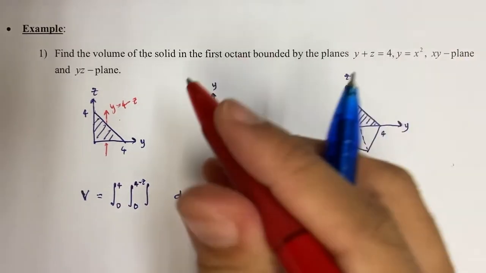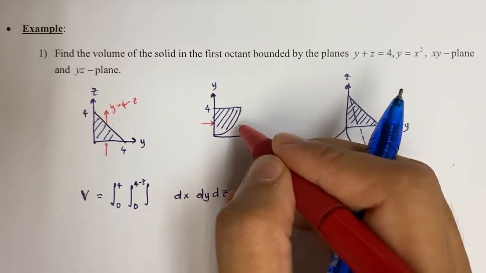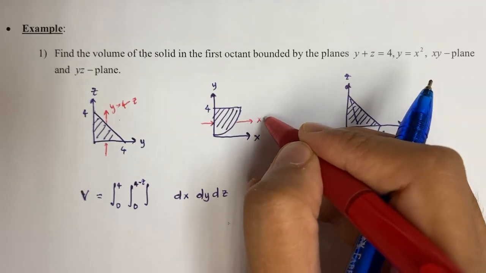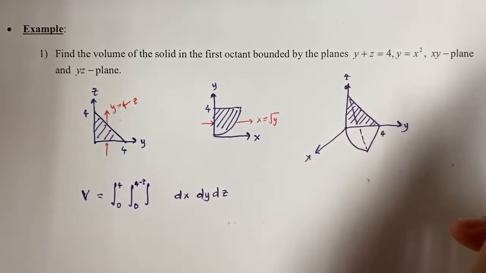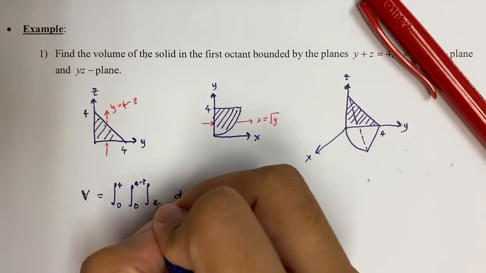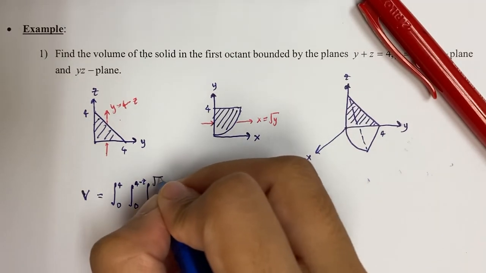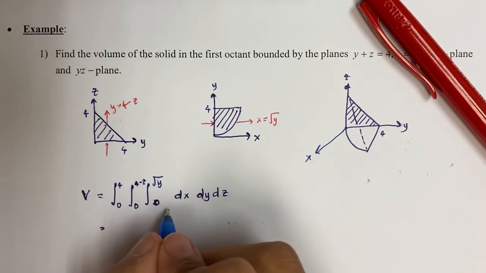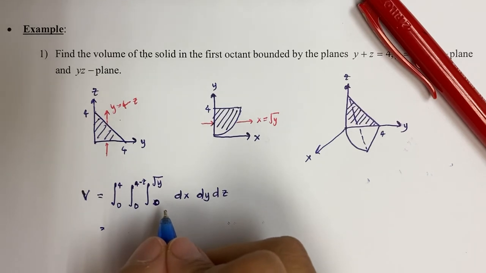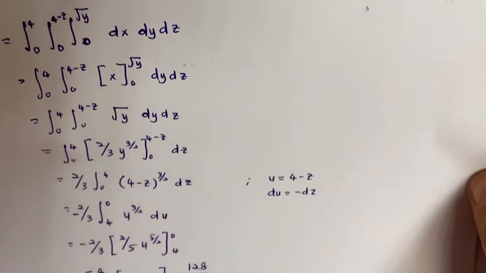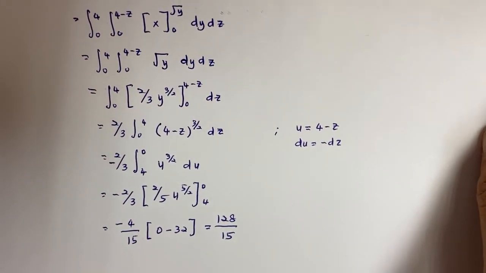And last, the limit for x. We start with x. The lower limit is x equal to 0, and the upper limit is x equal to square root y. So x is from 0 to square root y. You know this is the volume for a triple integral, and then you solve this triple integral as usual. The volume for this solid is equal to 128 over 15.